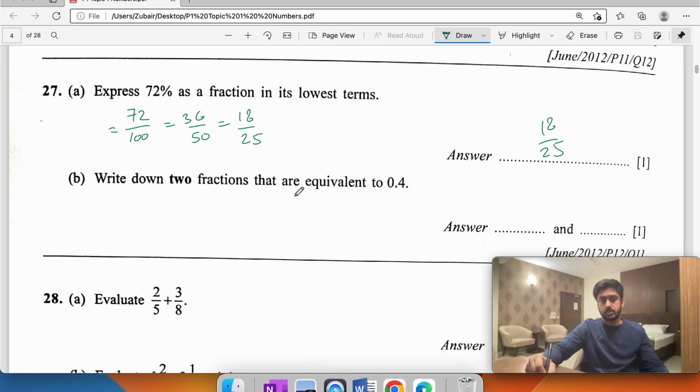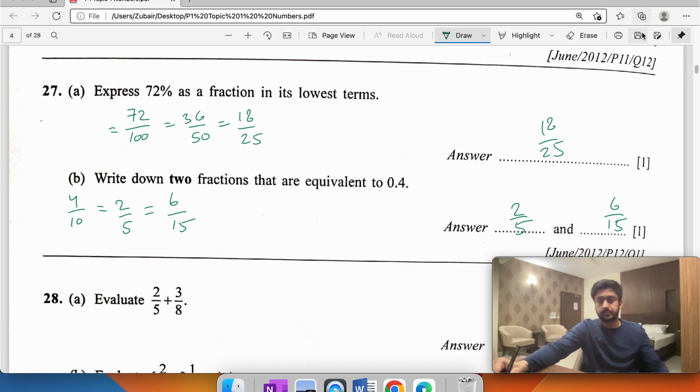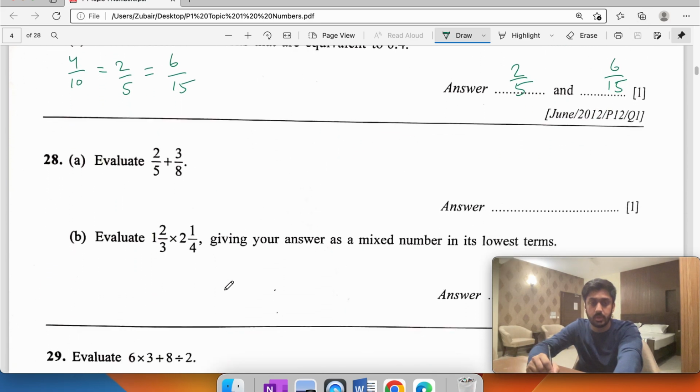Write down two fractions that are equivalent to 0.4. So 0.4 is actually 4 by 10. So you can write 4 by 10, you can write 2 by 5, or multiply them with 3. So 2 3 times is 6, 5 3 times 15, so any of them. So let me choose these two for now. They are equal to 0.4.